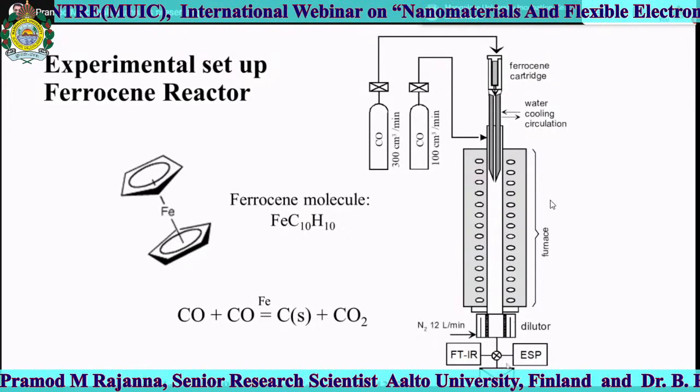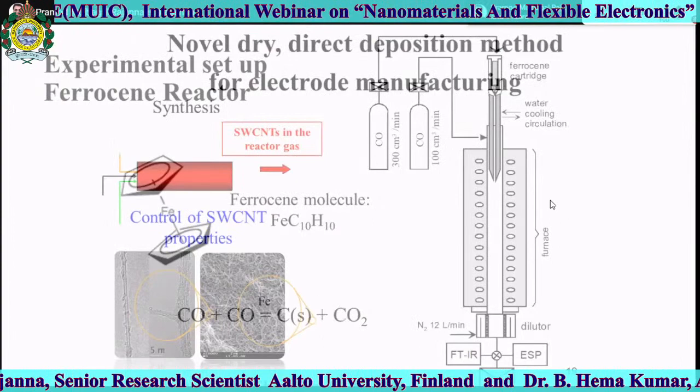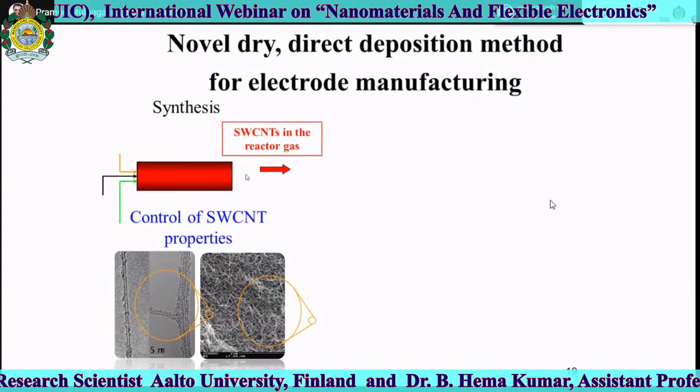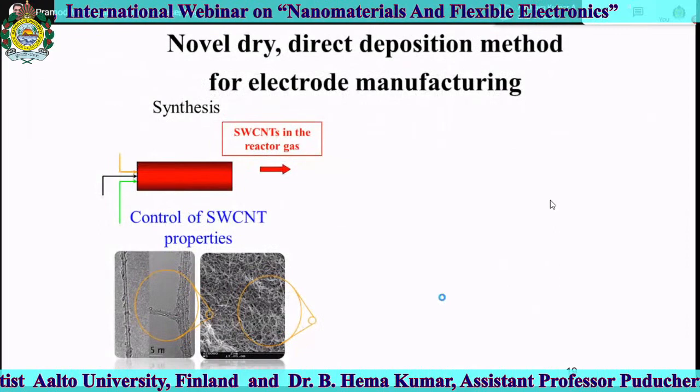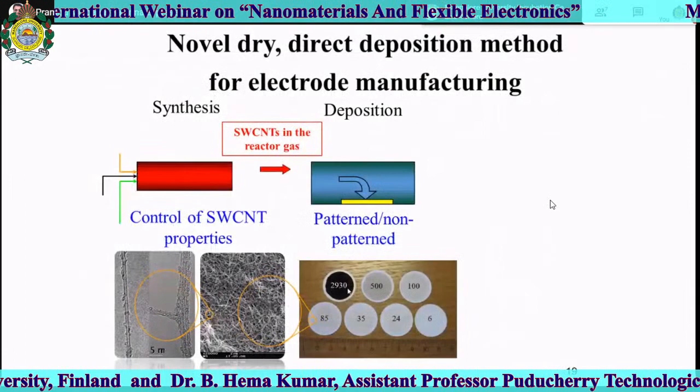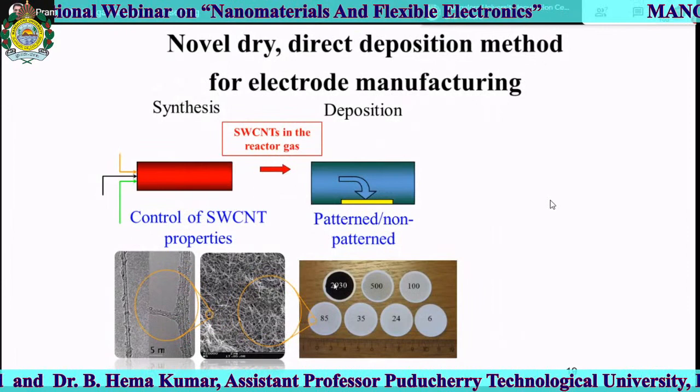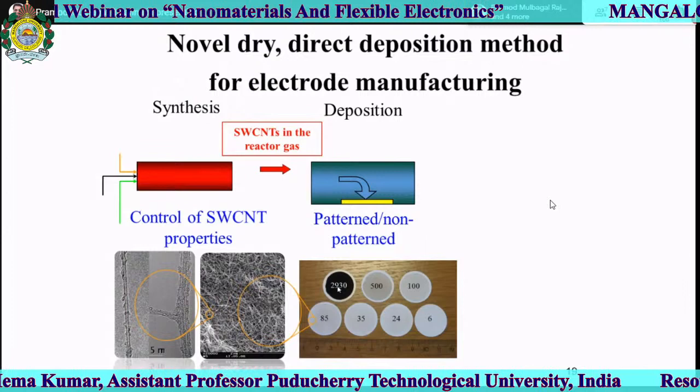So if we carefully look, the synthesis of the carbon nanotubes happens in the reactor gas, within this chamber. Once they are there, we collect them on the filter that I showed you here. And the thickness ranges from almost 6 nanometers to nearly 3 microns, so it can be really transparent or completely opaque, really black, depending on the deposition time.